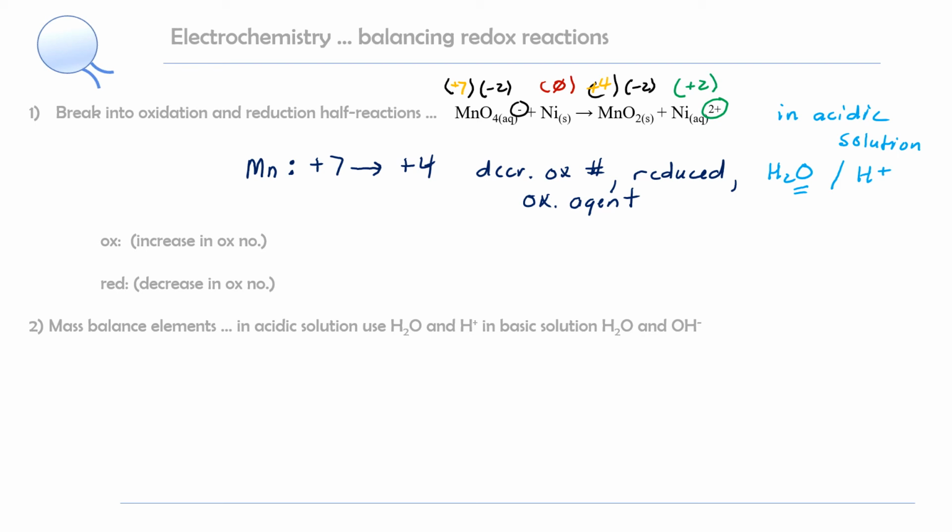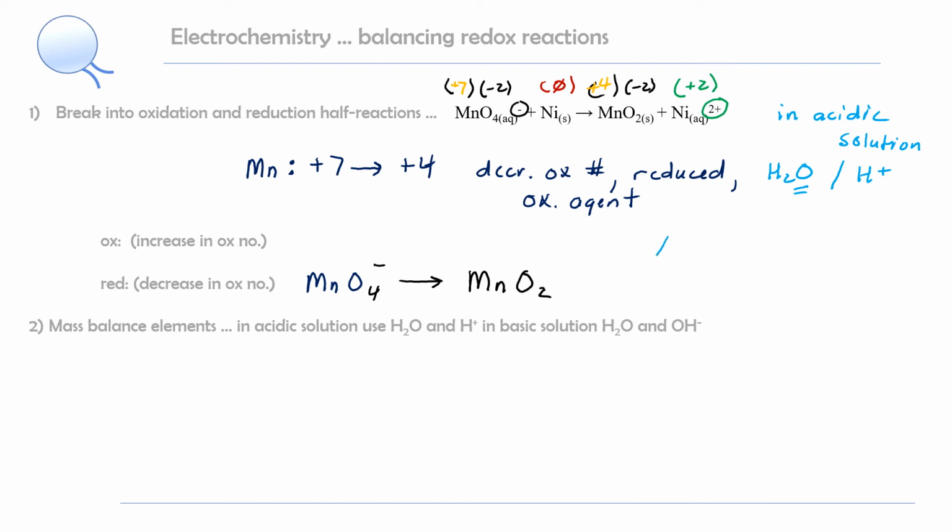Okay, so under the reduction half reaction, I'm going to have MnO4-1 yielding MnO2. Okay, there's your reduction half reaction. All right, so what else is going on?